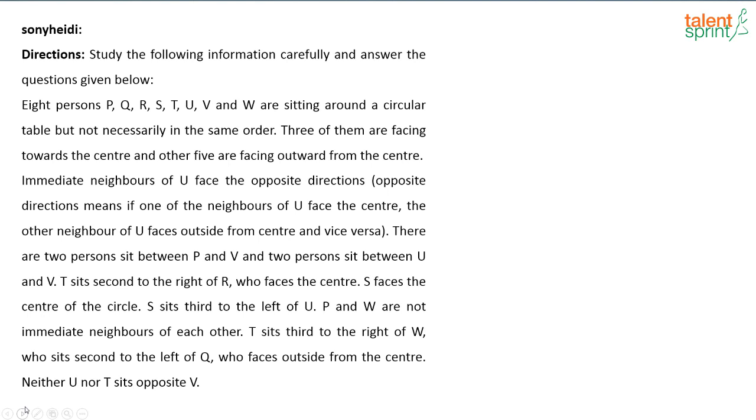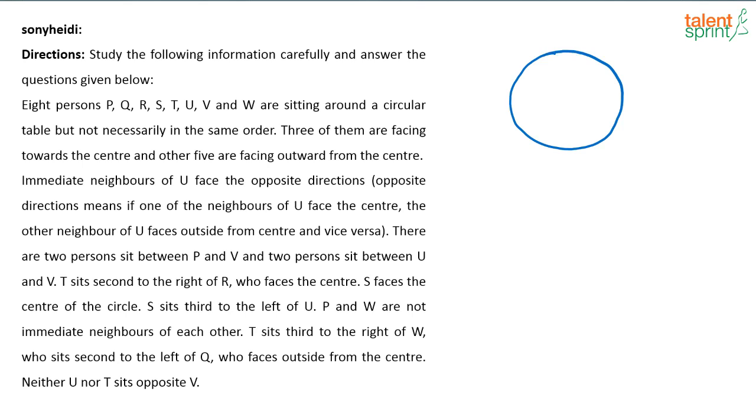So what is given here? 8 persons P, Q, R, S, T, U, V and W are sitting around a circular table, not necessarily in the same order. 3 of them are facing towards the center and the other 5 are facing outwards from the center. Immediate neighbours of U face the opposite directions. There are 2 persons who sit between P and V and 2 persons who sit between U and V. Okay, so let us start.